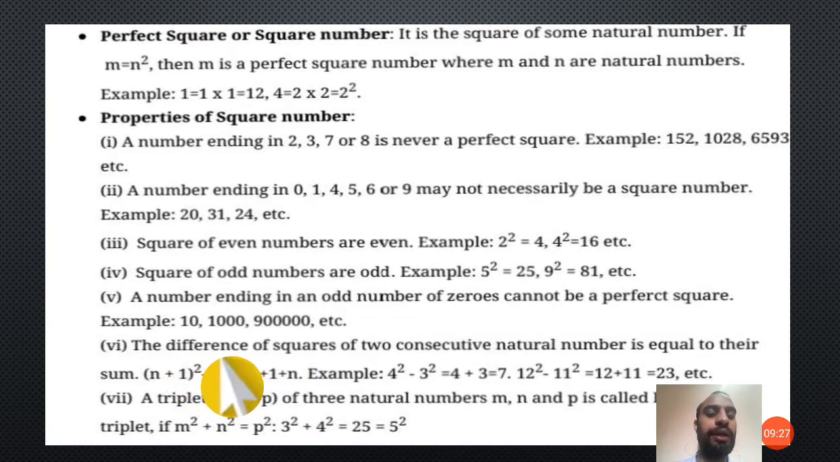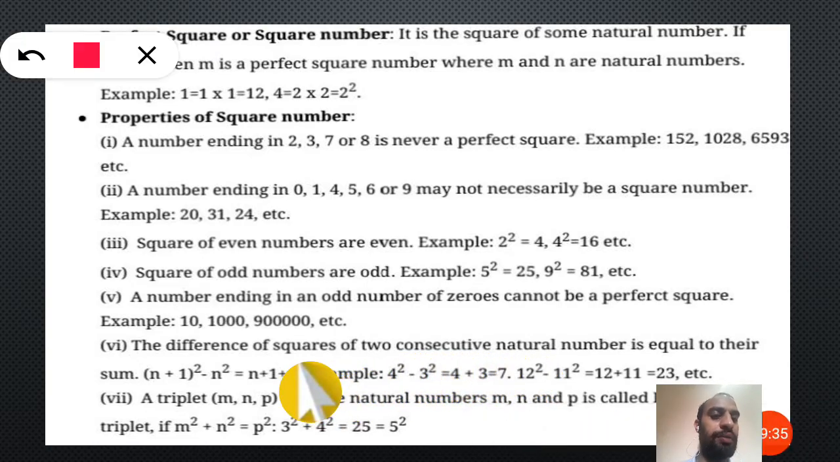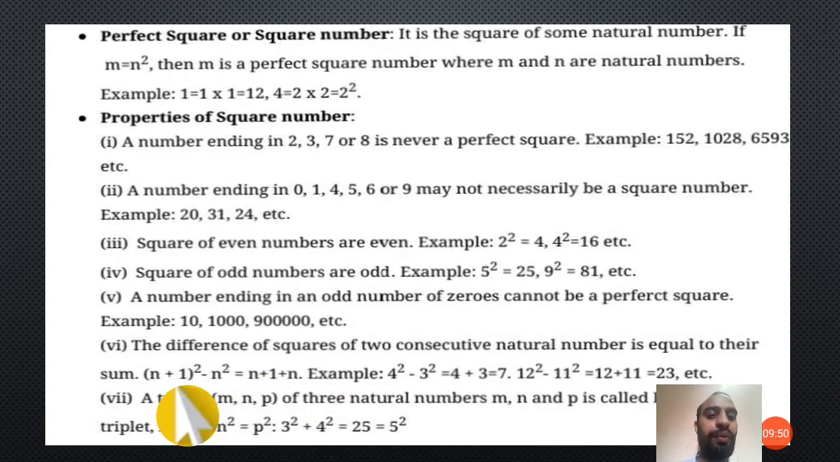Next, the difference of the squares of two consecutive natural numbers. Consider first, what are consecutive numbers? Consecutive means they are regular, like 1 and 2, 3 and 4. These are consecutive. If such numbers are given, you can directly use a formula to find the difference, that is (n + 1) squared minus n squared.